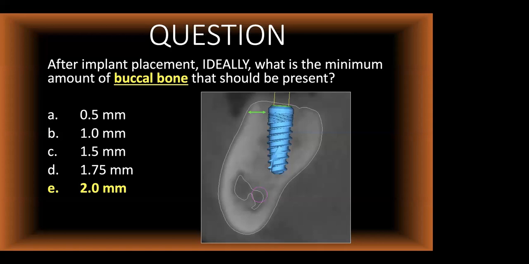And what the studies have shown is that with that 2 millimeters of bone, you have less resistance to tissue recession and bone loss around that implant.